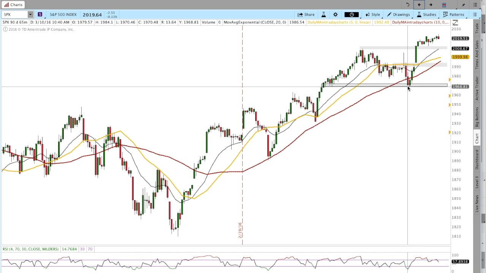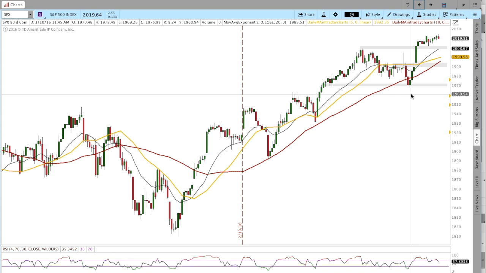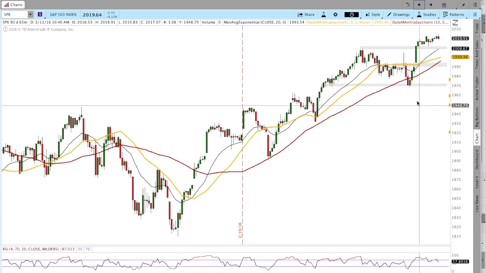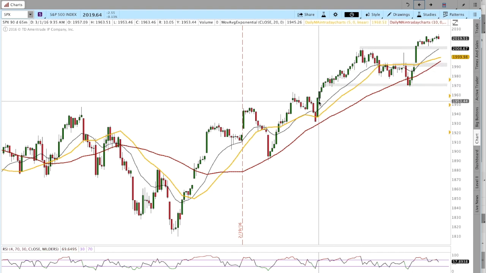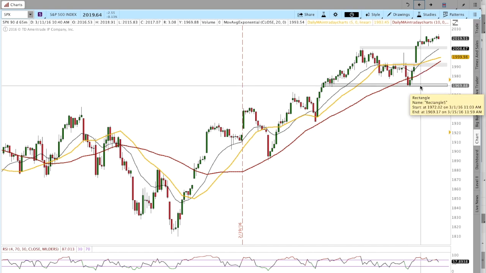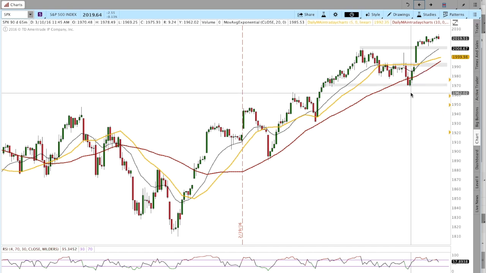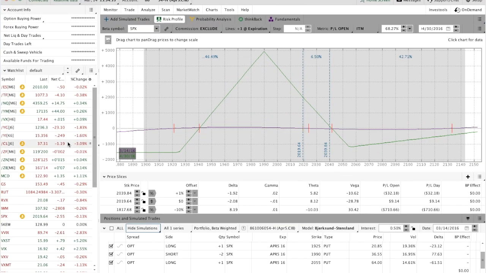And I say that violating this 1970 level and holding below it would create reason to maybe expect a little bit of a deeper decline, or at least a more significant slowing in this uptrend. So for the time being, we're going to just assume that prices might chop sideways to higher. But violating this 1970 level and holding down below that would be reason to suspect that maybe higher prices aren't in the cards anymore, at least on a short-term basis. So let's hop over and take a look at the Analyze tab.